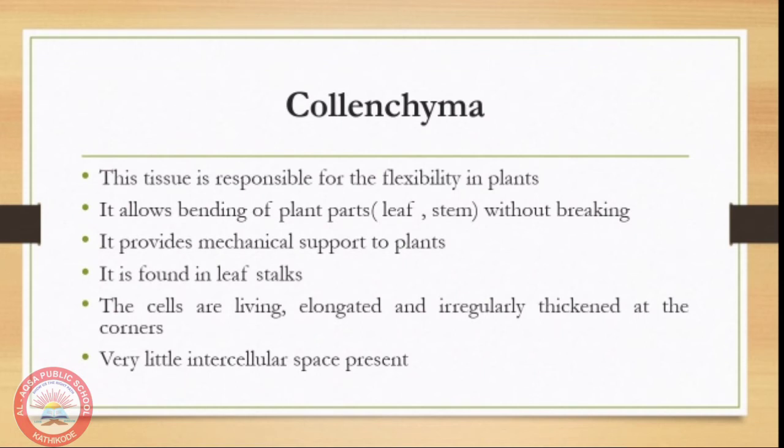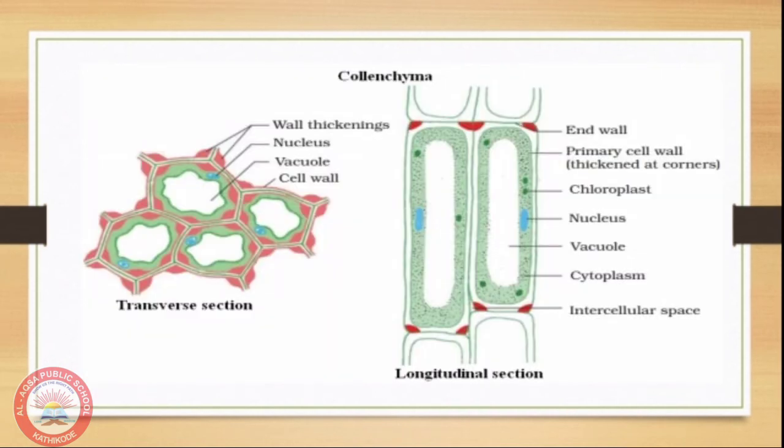This tissue is responsible for the flexibility in plants, which allows the bending of plant parts like leaf and stem without breaking. It provides mechanical support to the plants. It is found in the leaf stalks. The cells in this tissue are living, elongated, and irregularly thickened at the corners. You can see thickenings at the corners of these cells. They have very little intercellular space present in between the cells. Observe the picture of collenchyma tissue.